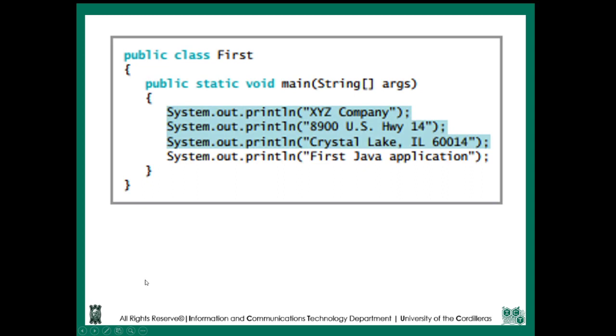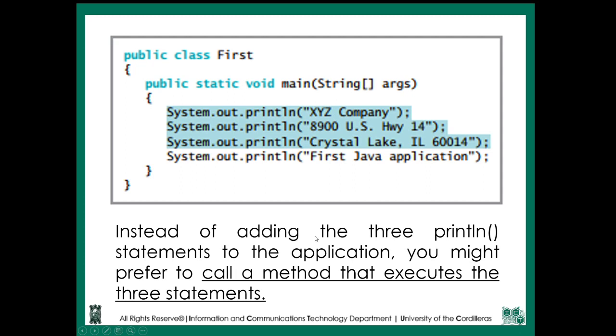Now, let's take a look at this example. You have your class, named First, and inside the class is the main method. Inside the main method are the following print lines: the XYZ Company, 8900 US Highway 14, and so on. Instead of adding the three different print lines to the application, you might want to consider calling a particular method that executes these statements.